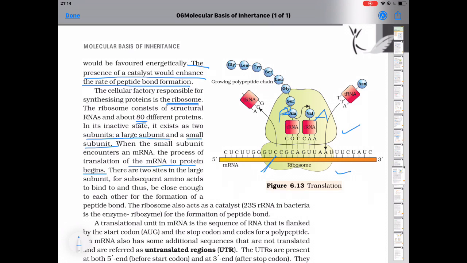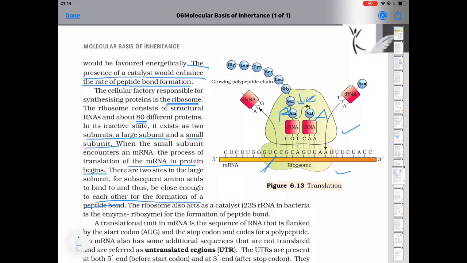There are two sites in a large subunit for subsequent amino acids to bind to and thus be close enough to each other for the formation of peptide bond. When the two different amino acids are present at A site and P site, they form the peptide bond. Because they are very close to each other, they form the peptide bond.